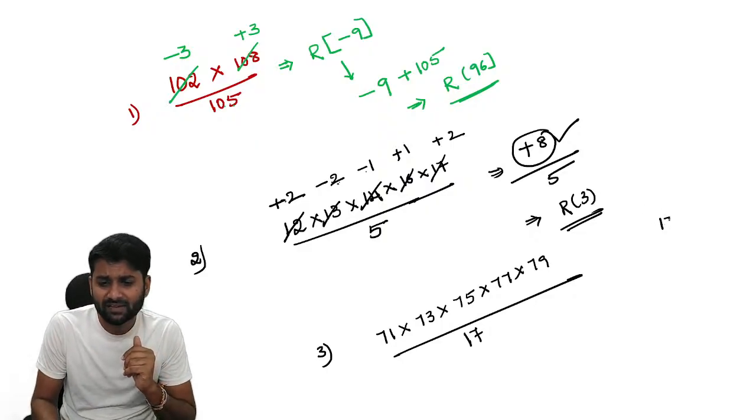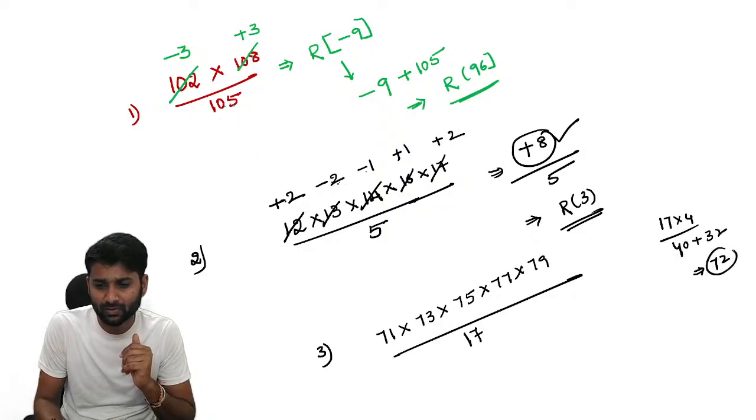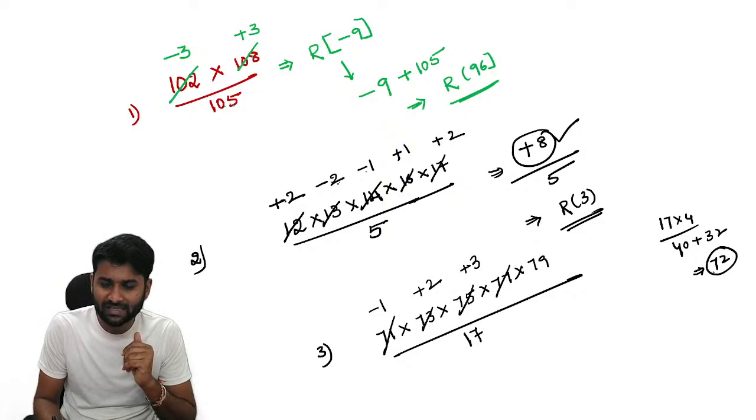Now see, 17 into 4. So 4 tens 40, 7 fours 32, then the resultant becomes 72, right? So here you will get minus 1 remainder. Here you will get plus 2 remainder. Here you will get plus 3 remainder. Here you will get 77, which means again it is 5 units. Again it is exactly 7 units.